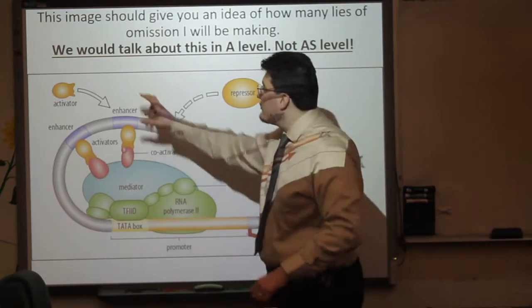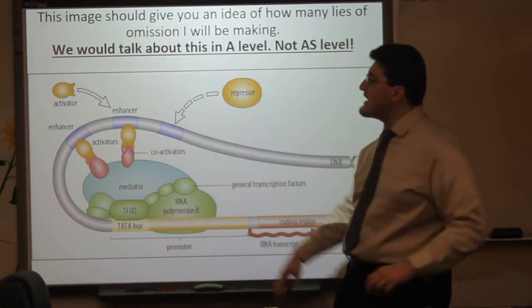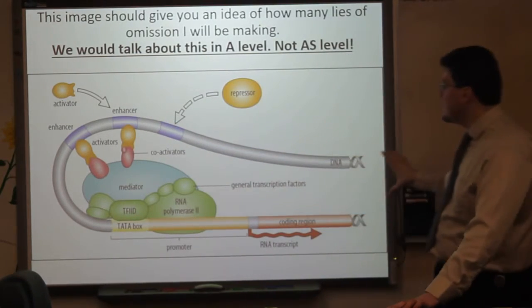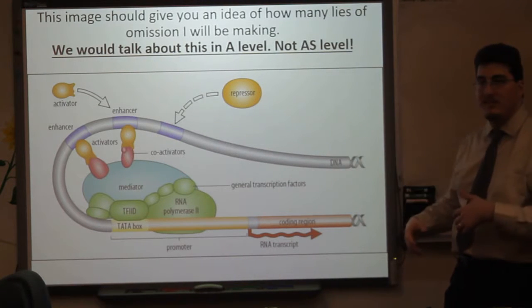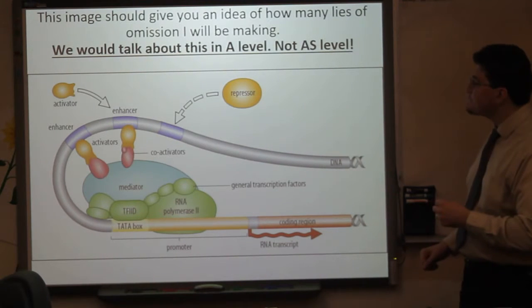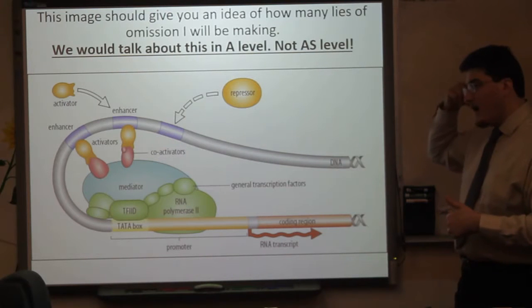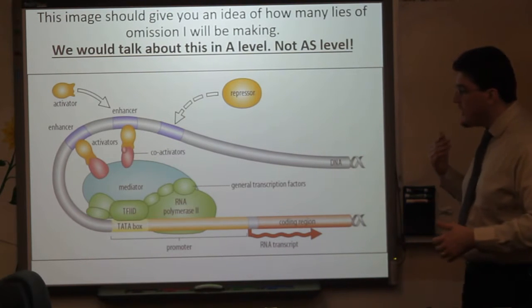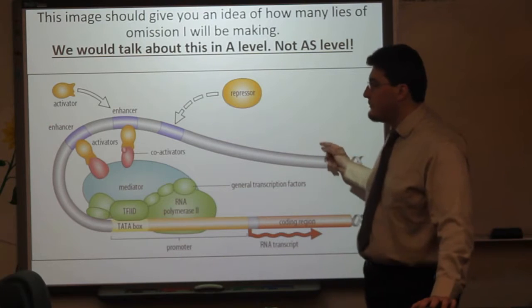So we have enhancer regions here, we have activators and repressors that prevent the forward motion of this RNA polymerase system throughout the RNA polymerase complex down the chain to produce this RNA transcript.